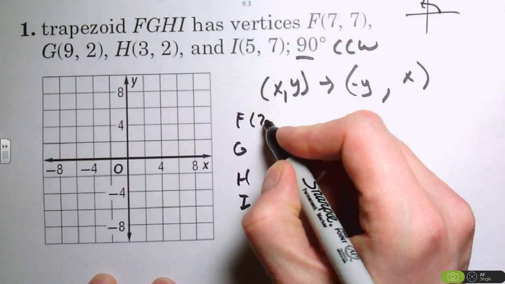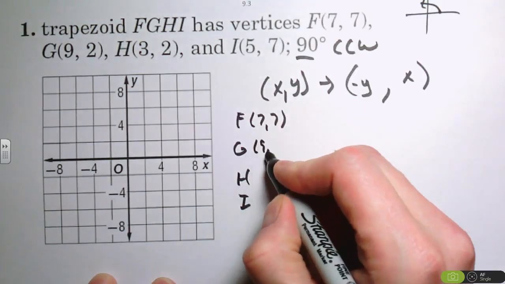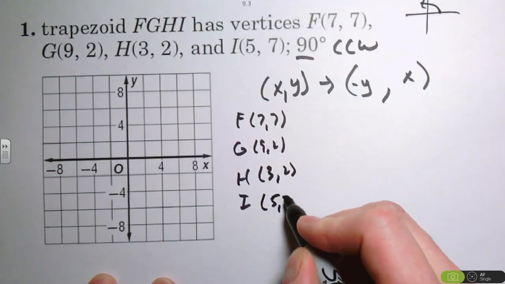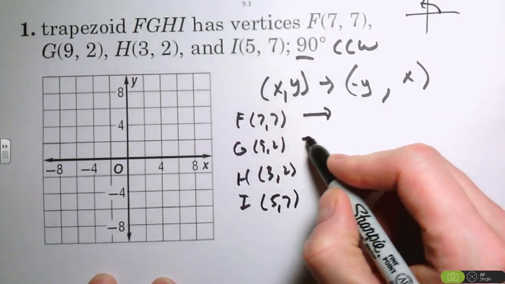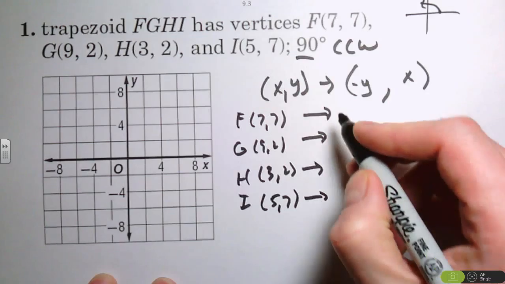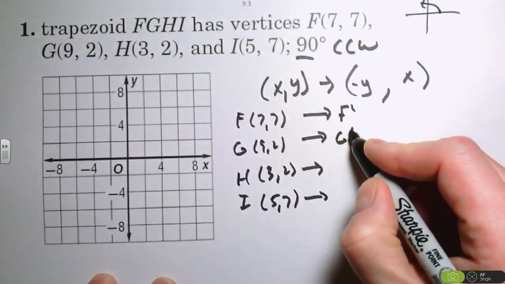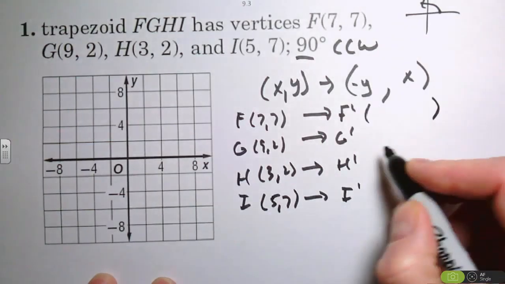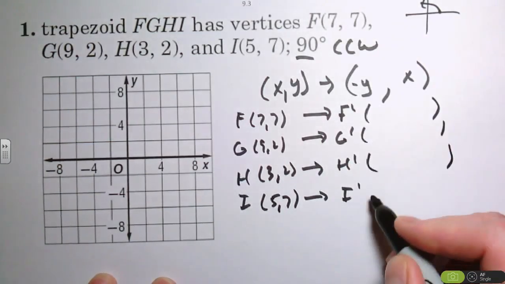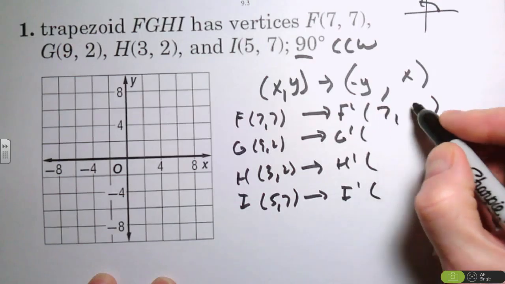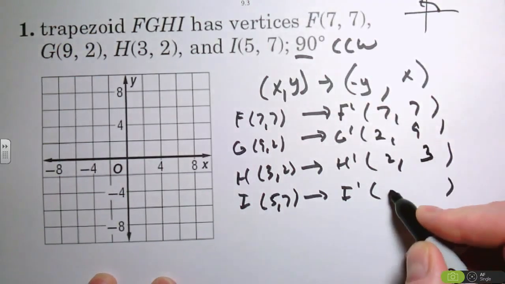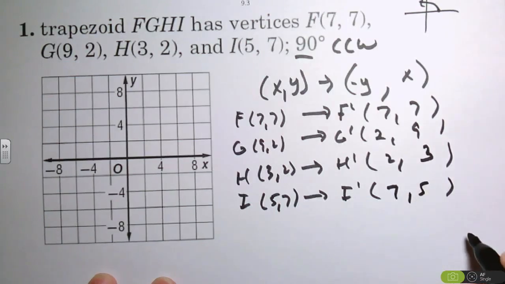F is at 7, 7. G is at 9, comma 2. H is at 3, comma 2. I is at 5, comma 7. So F prime, G prime, H prime, I prime. Again, the first thing I always do is I just swap the orders. So this will become 7, 7, 2, 9, 2, 3, 7, 5.